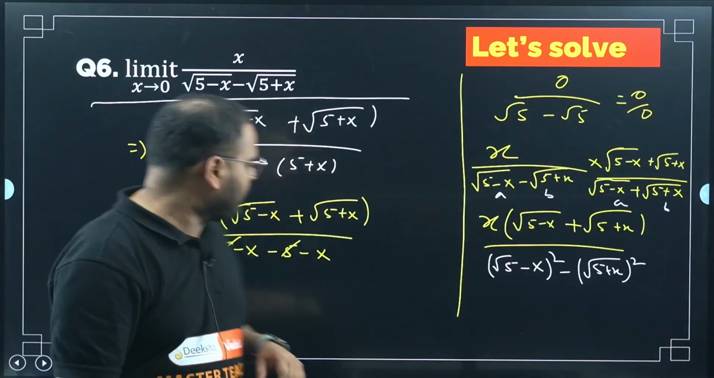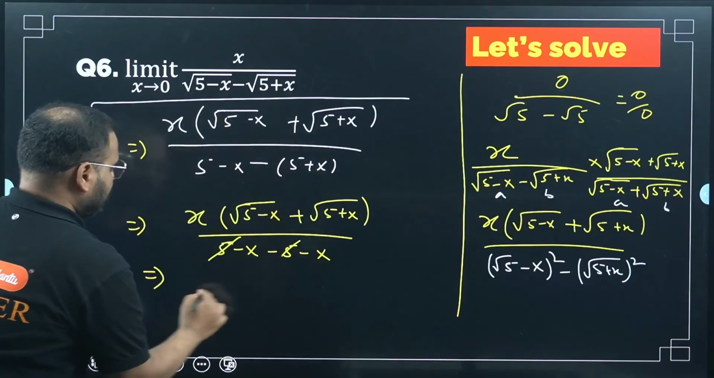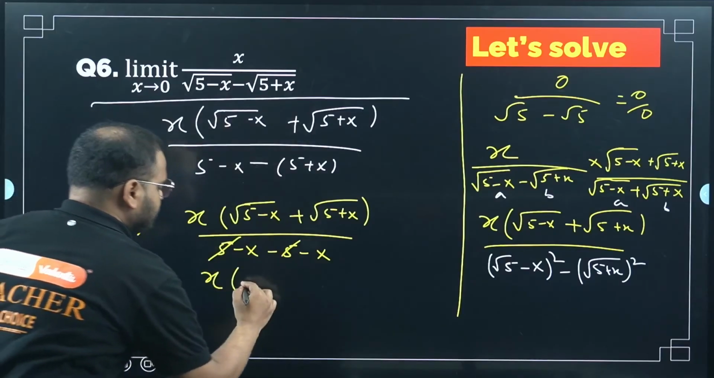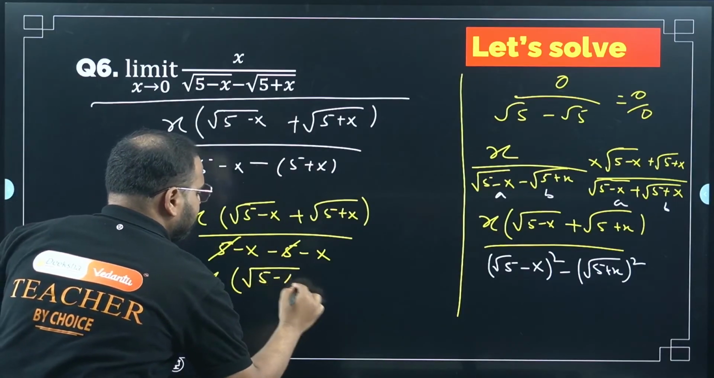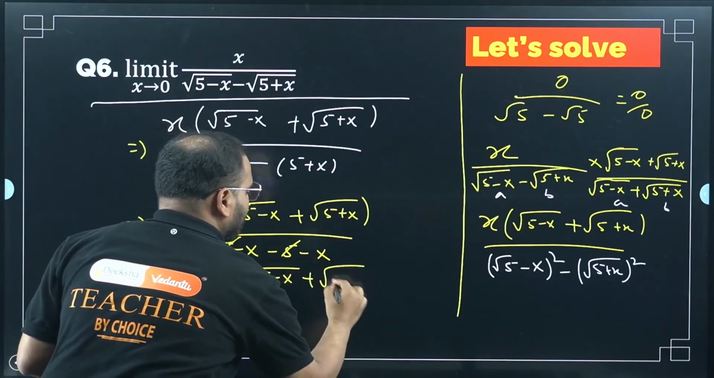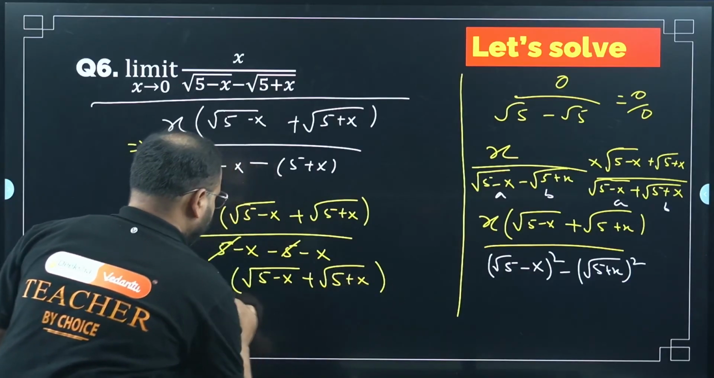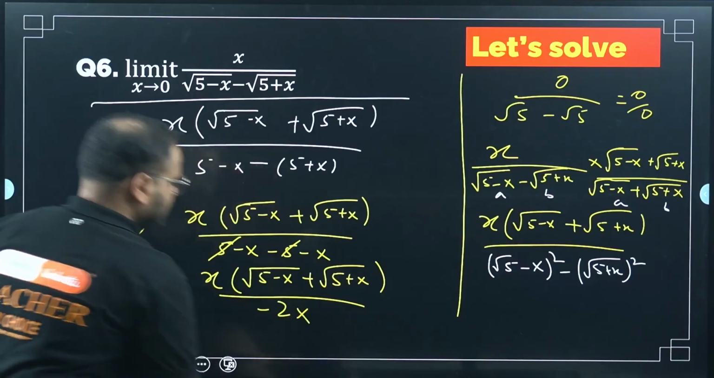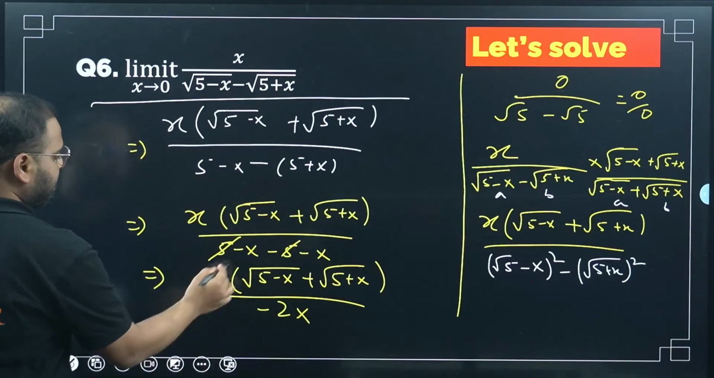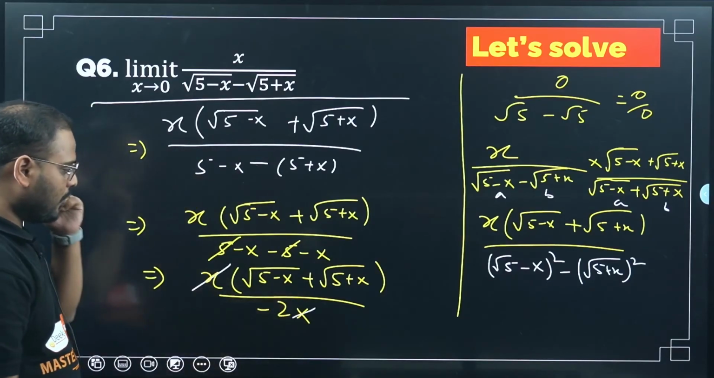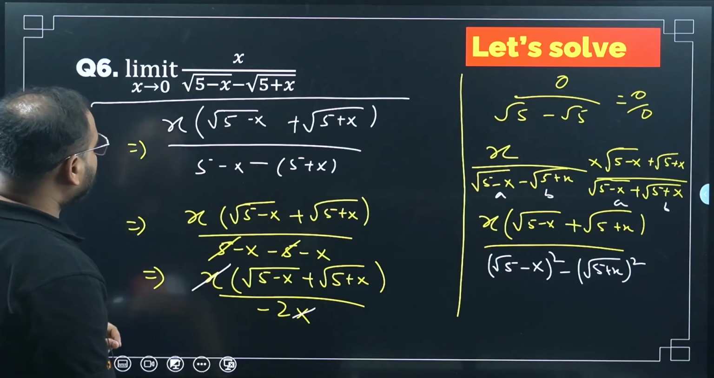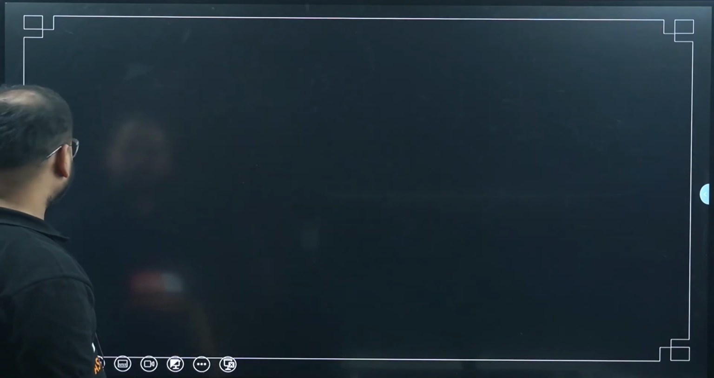Now can you see from here? I think you can see from here. This is going to be x times of root 5 minus x plus root 5 plus x divided by minus 2x. Okay, please check. x goes out, right? Okay, now I will use it in the limit.